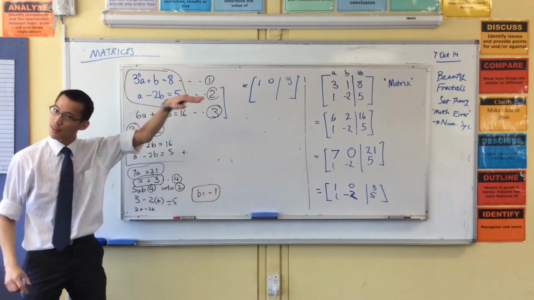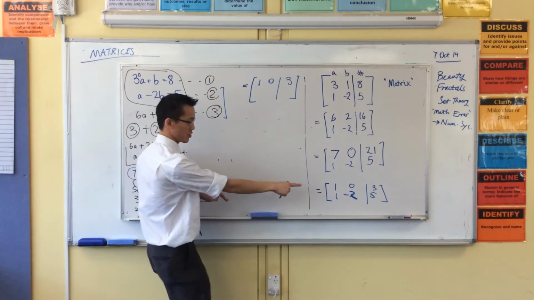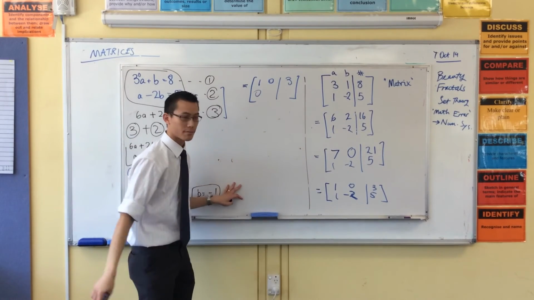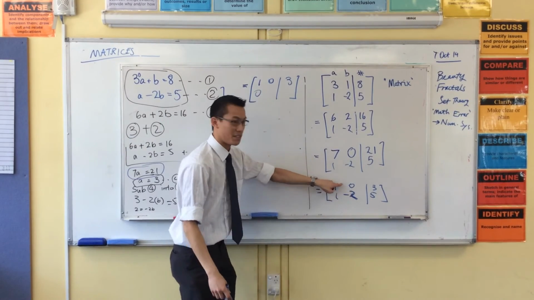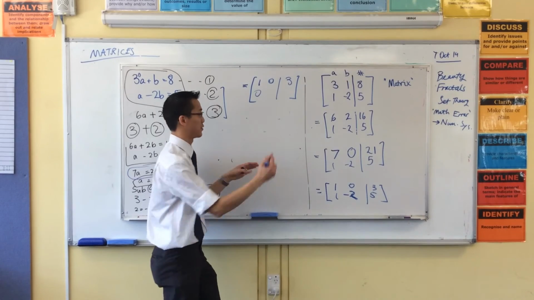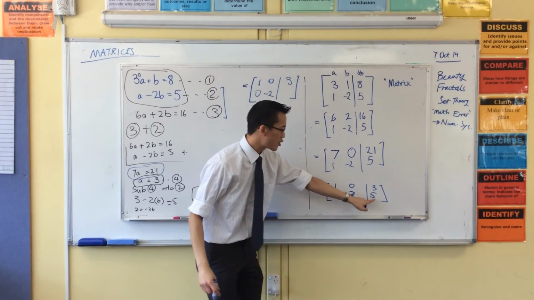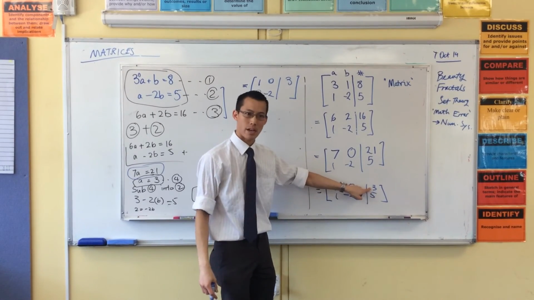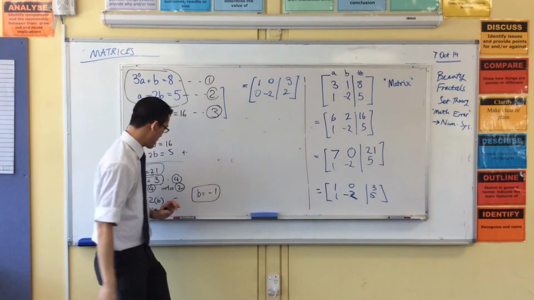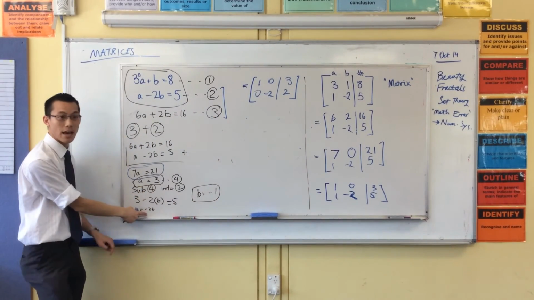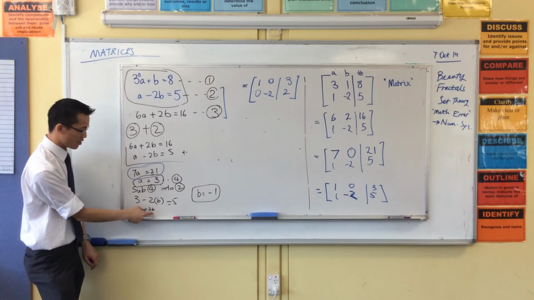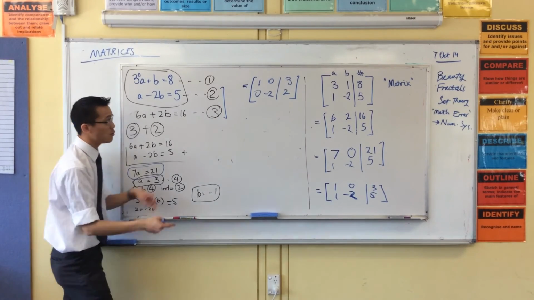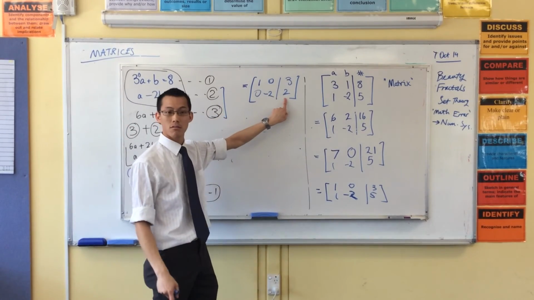Everything in the first row, I'm going to take it away from the second row. Watch. That's going to become 0. Negative 2 minus 0 will be negative 2. And then this will be 5 minus 3. That's 2. Where's that? That's this line. You see that? Minus 2b, he's written it the other way around. Minus 2b, there are my b's, is equal to 2.